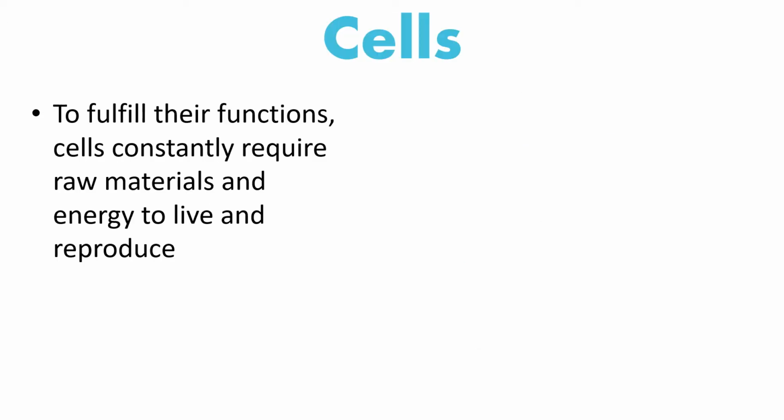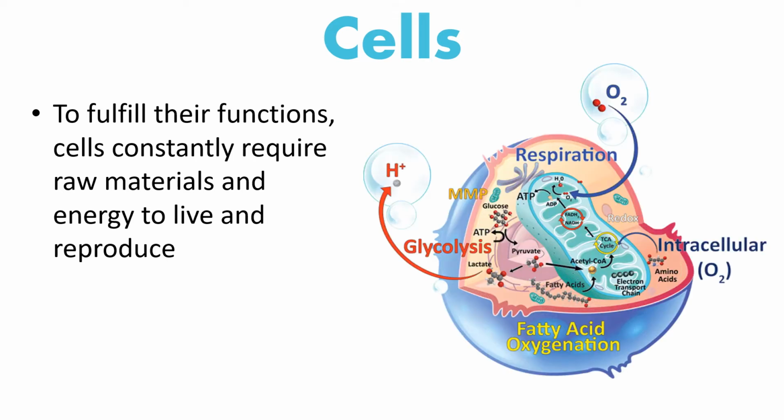Now, all cells are going to have to fulfill a set of functions. They're going to have to constantly be taking in raw material. They're going to have to be making energy for them to be able to continue to live, and they're also going to have to reproduce. So this just shows a depiction of all the different types of chemical reactions that are going to be happening within the cell. And it's absolutely essential that this is constantly happening. If there ever is a time where a cell is no longer doing these processes, it is going to be dead.